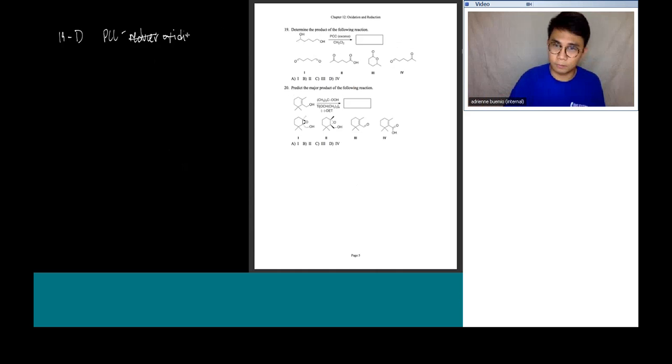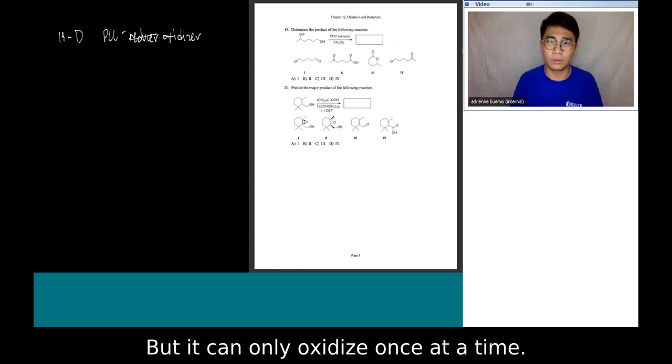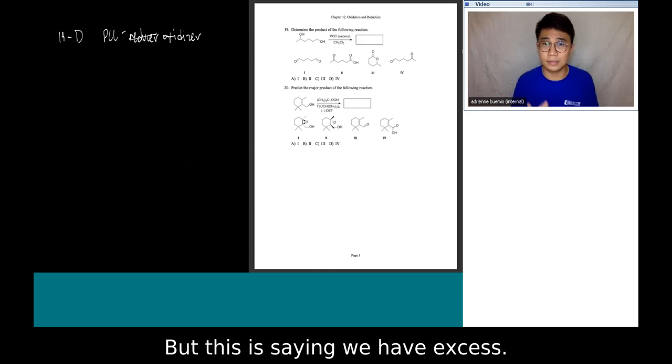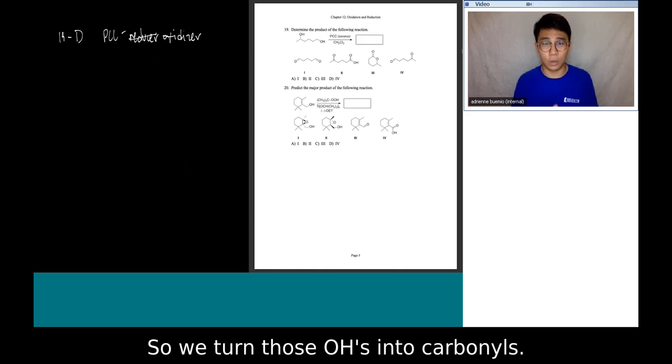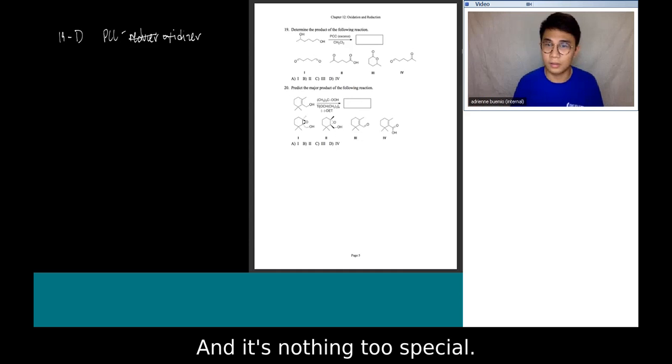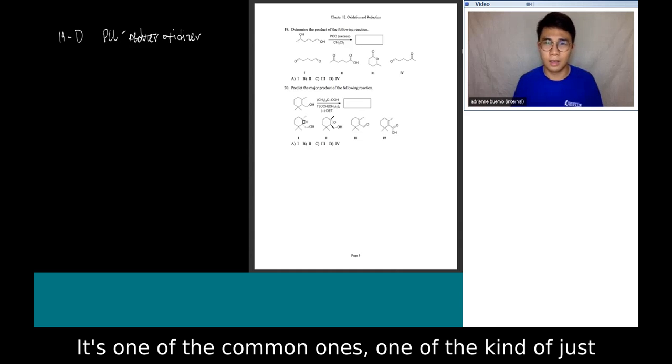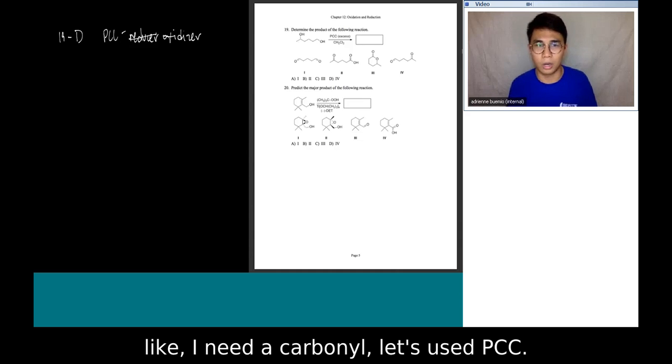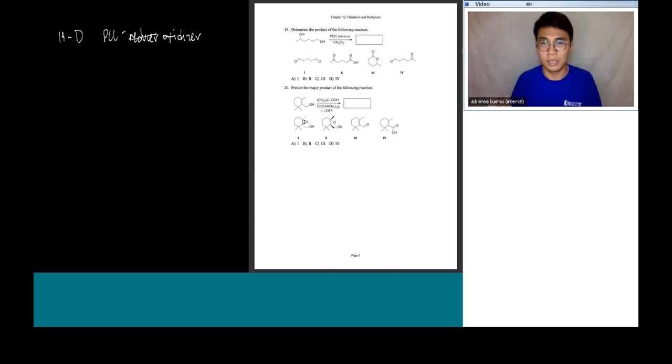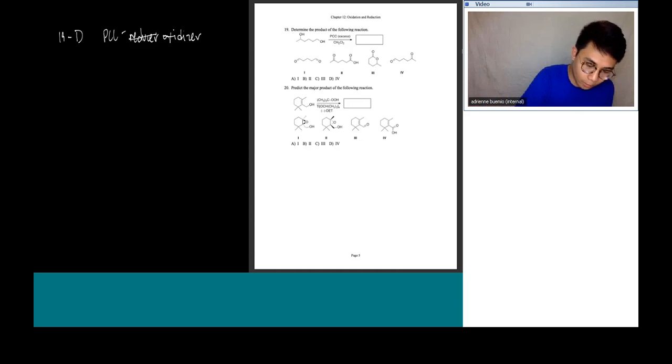Oxidizer, right? But it can only oxidize once at a time. But this is saying we have excess, so we turn those OHs into carbonyls, right? And that's it. Nothing too special. You'll see PCC a lot as well. It's one of the common ones, one of those where you think, okay, I need a carbonyl. Let's use PCC, right? Okay.